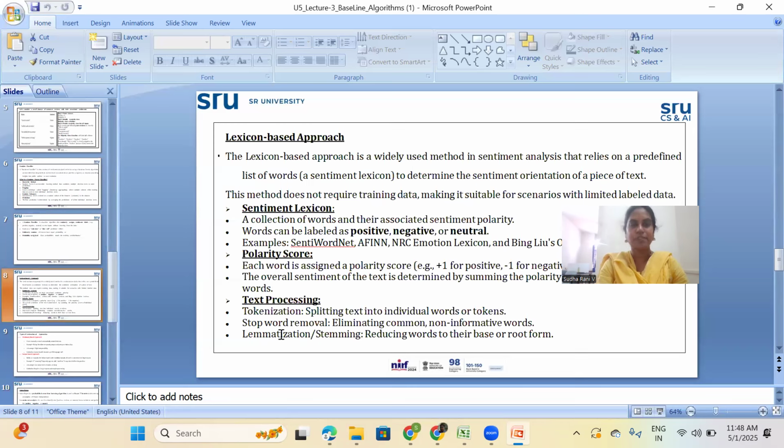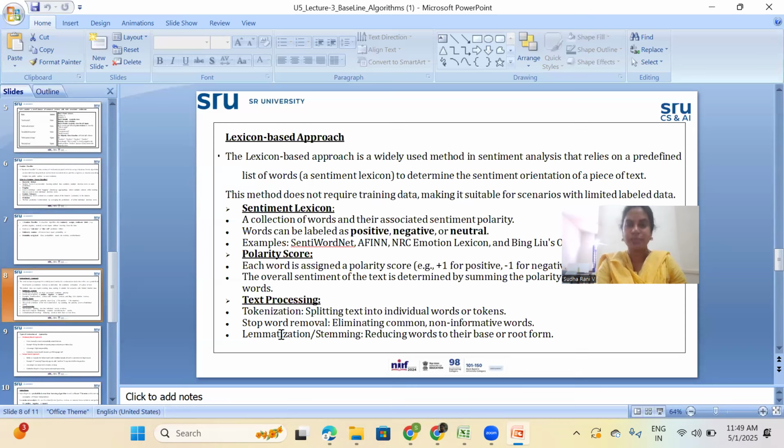Next one, text pre-processing. Tokenization: we can apply tokenization, which is splitting text into individual words or tokens. Tokenization is dividing every sentence into separate words. We can consider each one a word, keyword, or token.